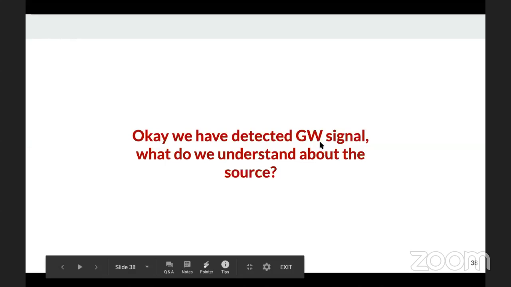So we have detected gravitational wave signals, but what do we understand about the source?